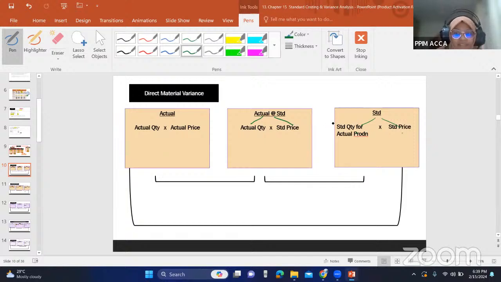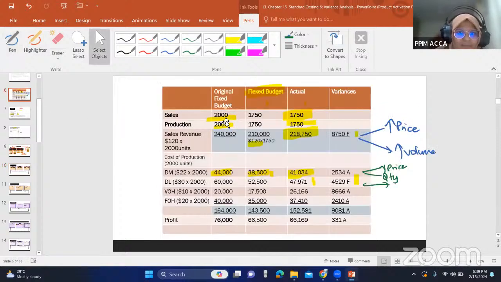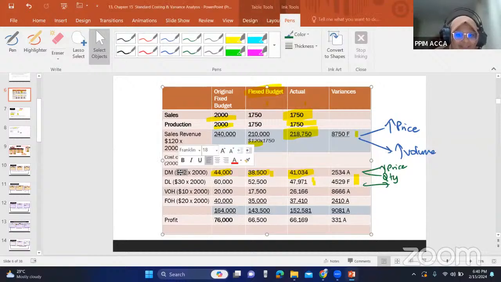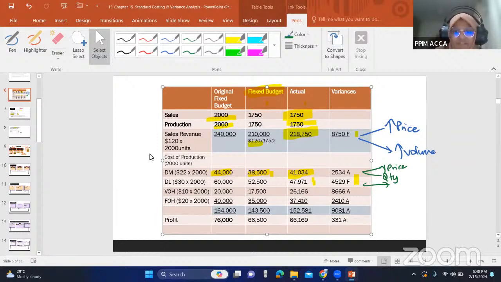What is the standard quantity for actual production? That is according to my budget. Now my budget, for example, if you look here, it was prepared thinking of 2000 units in mind. So it doesn't make sense to put any figure relating to that into the equations because we never produce 2000 units. So what we try to do is we take the standard. I'm supposed to spend $22 per unit. I multiply that with the actual production, which is 1750. So standard quantity, which is the 22, for actual production, which is 1750.